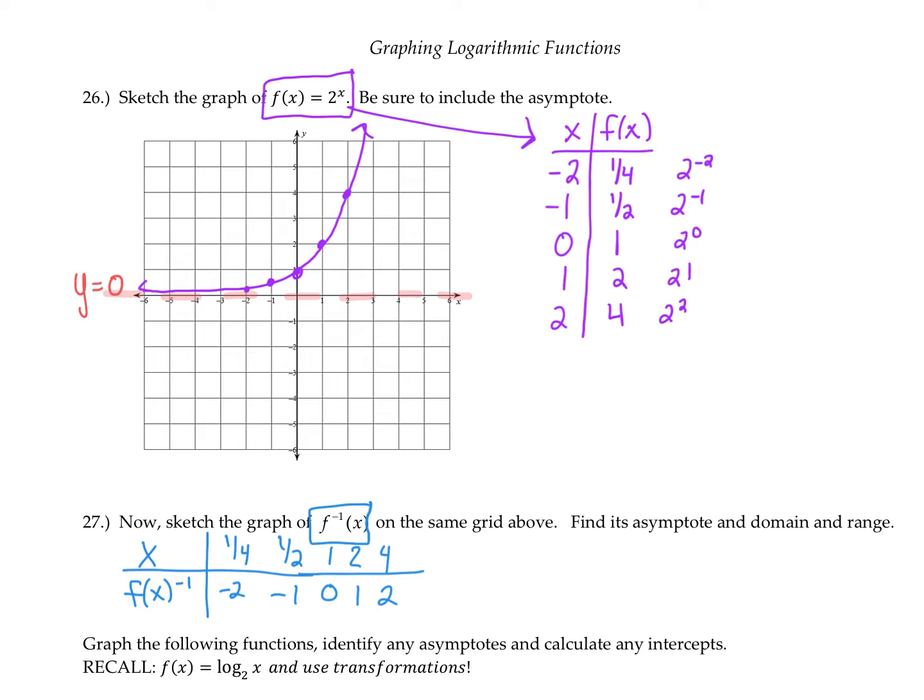So I'm going to plot those points: 1/4, -2; 1/2, -1; 1, 0; 2, 1; 4, 2. And so this would be what my function looks like. Now I would have an asymptote at x equals 0 for the inverse function. And our inverse is actually reflected over the line y equals x.